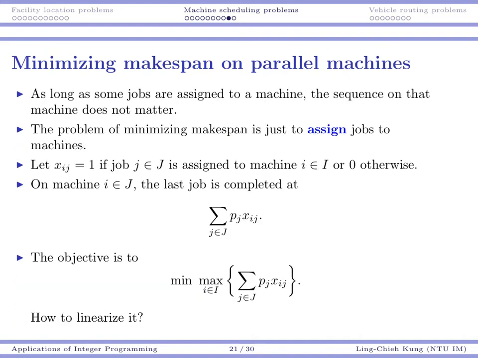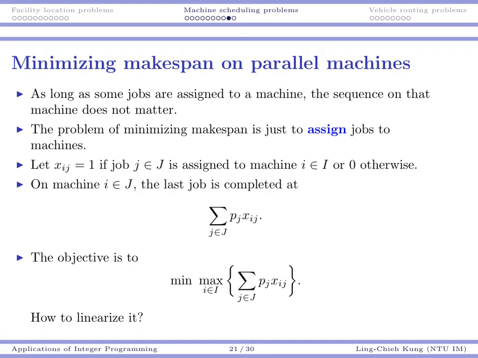One key observation here is that as long as you put some jobs onto a machine, the sequence there does not matter. In the previous problem, the sequence matters because you have due dates. But here, the sequence does not matter because you only care about the final completion time. So the problem is really to just assign jobs to machines. In some sense, this is an assignment problem. It's not the assignment problem in network flow, but the scheduling problem is just an assignment problem.